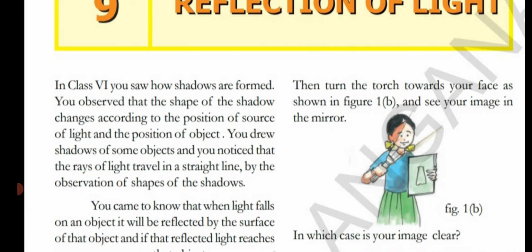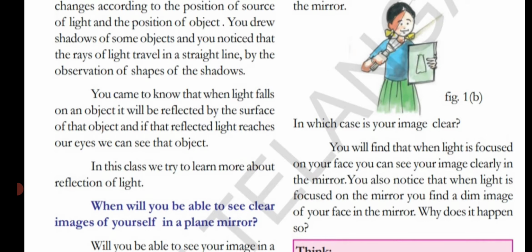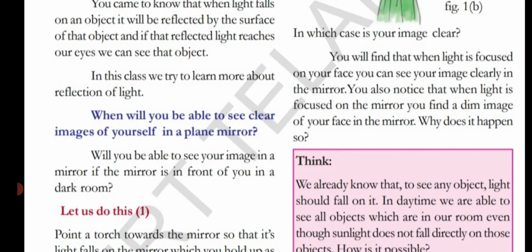Then turn the torch towards your face as shown in figure 1b and see your image in the mirror. In which case is your image clear, children? You will find that when light is focused on your face, you can see your image clearly in the mirror. But when light is focused onto the mirror, you can't see your image in the mirror.